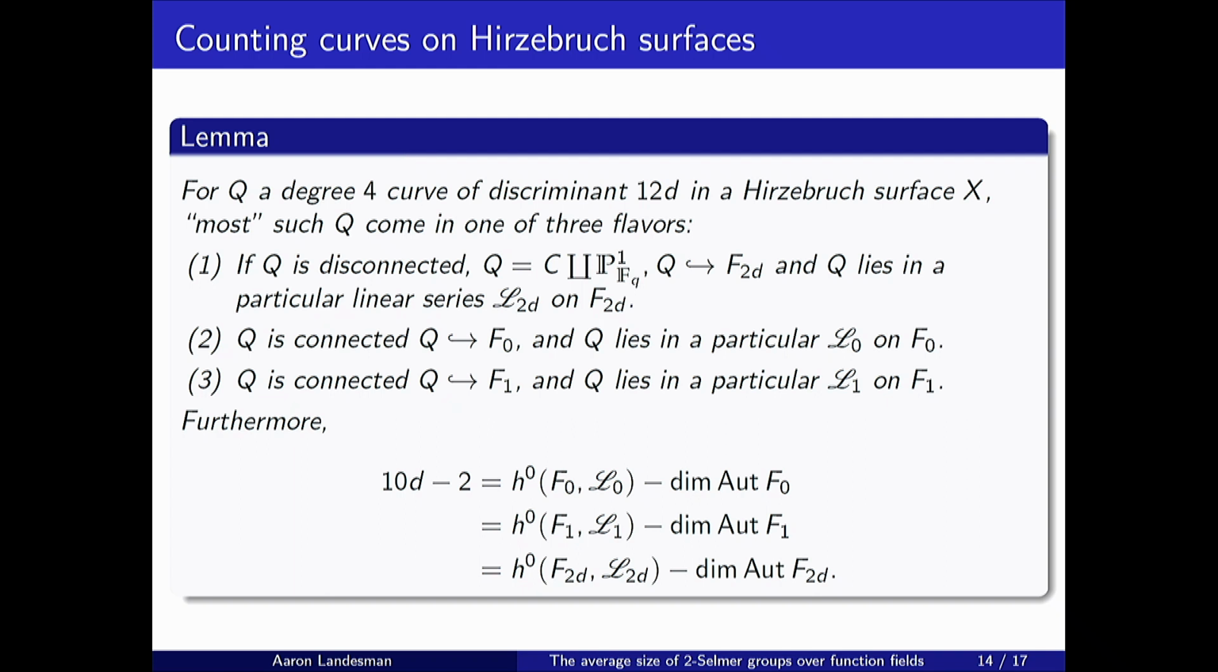The other 2 types, the connected types, a general member will either lie in F0, that's P1 times P1, or it'll lie on F1, which is P2 blown up at a point. And again, these 2 types are also in particular linear systems, and any smooth member of these linear systems will do. And the amazing fact is, these 3 types all have the same dimension. After quotienting by automorphisms, the dimensions of these linear systems are all the same. So this is where our 3 is coming from: the average size 3 is coming from these 3 linear systems, all of the same dimension.